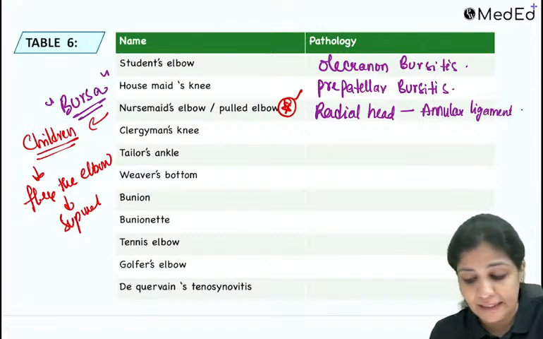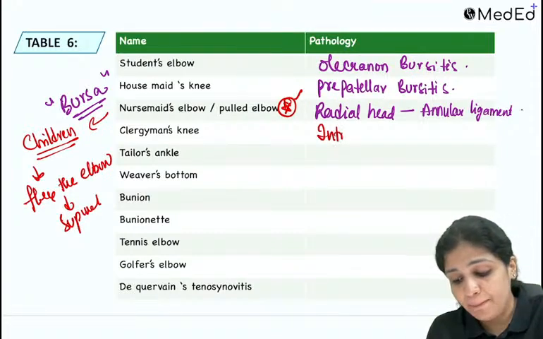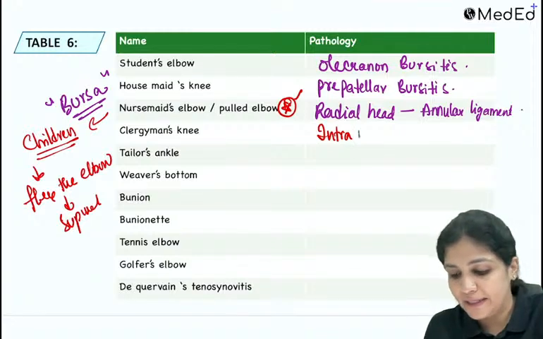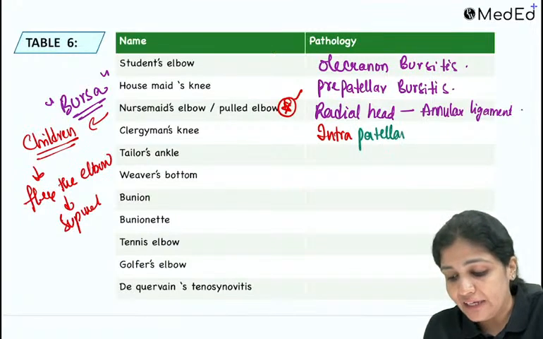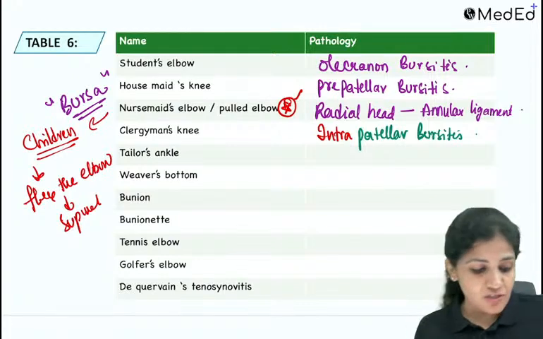Then what is the clergyman's knee? The clergyman's knee is infrapatellar bursitis. So let's make it a little faster. We are still in table 6. Infrapatellar bursitis is your clergyman's knee. Then what is your tailor's knee?